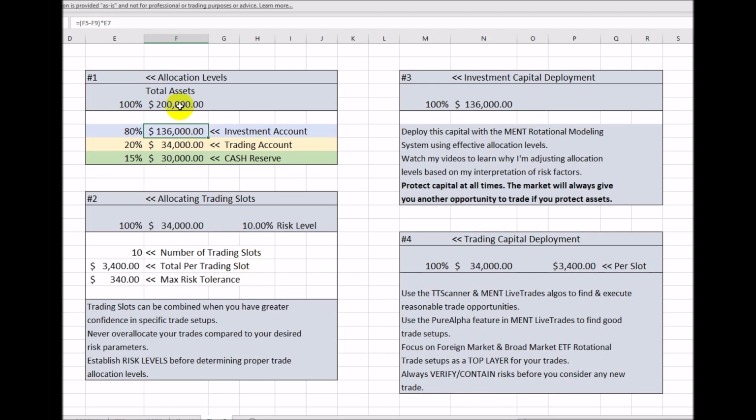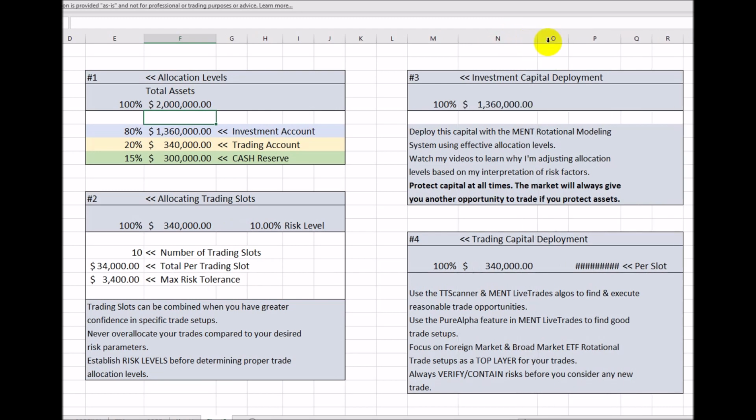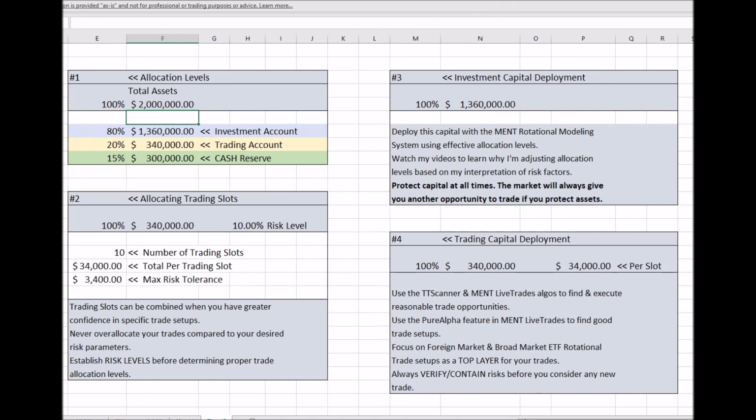So ideally, if you were to have 2 million in your trading assets, you would then be able to trade on a much larger basis and see what's actually going on. Let me see if I can shrink this down and get this back into line. There we go. Much larger basis. You'd be still essentially taking the same risk.